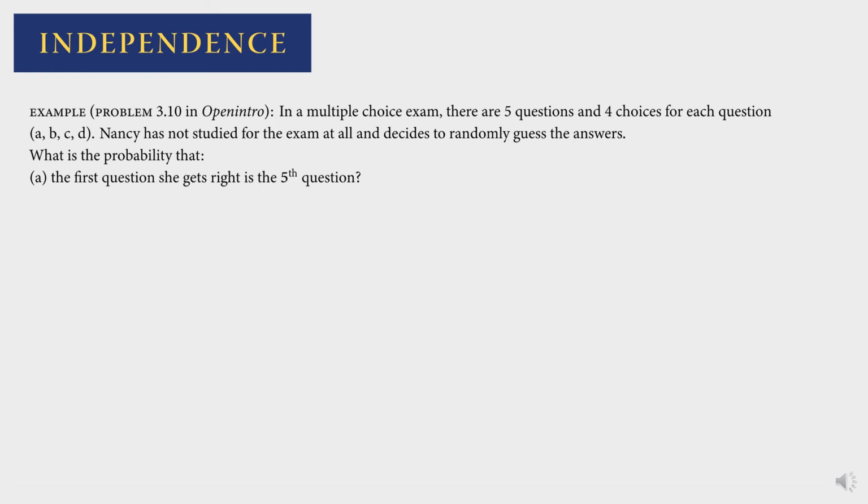Let's look at an example from the book. This is problem 3.10 on page 93. In a multiple choice exam, there are 5 questions and 4 choices for each question, A, B, C, D. Nancy has not studied for the exam at all and decides to randomly guess the answers. What is the probability that the first question she gets right is the 5th question?